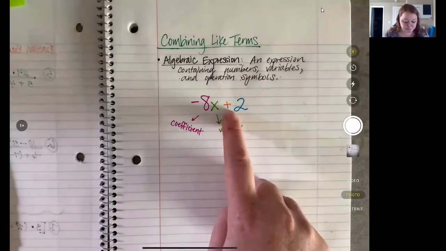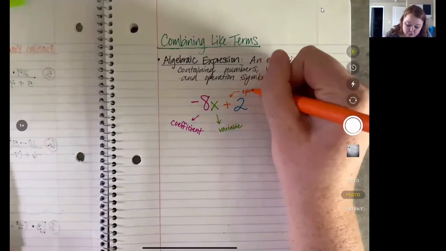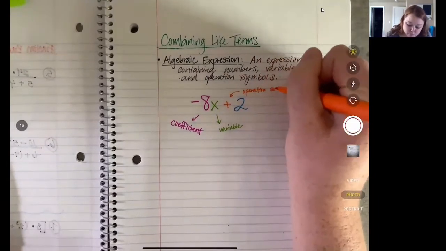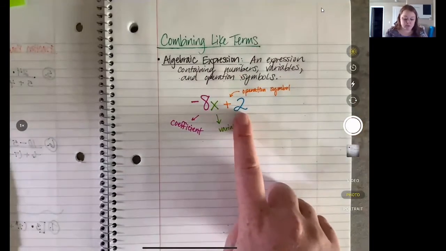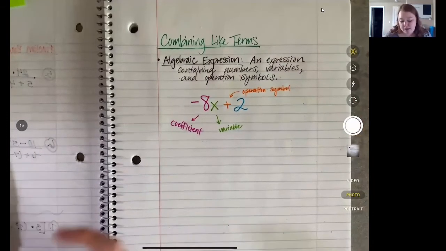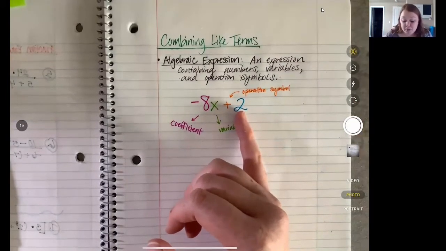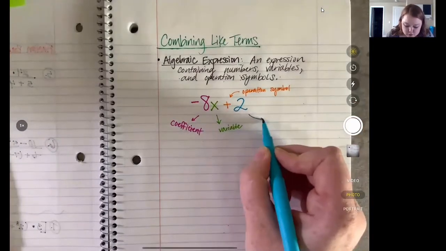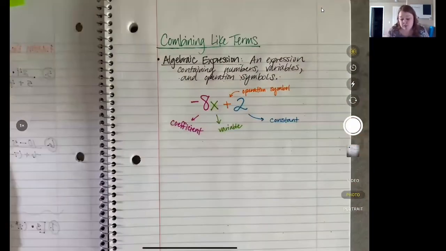Okay, now this orange plus sign, it has a name too. That is your operation symbol. So the operation that's happening in this expression is addition. All right. And then lastly, we got this 2. Now you're like, there's no fancy name for that, Meineke. That's just a 2. Well, if you have a term like this where it's just a number and there's no variable attached, there is a name for that. It's called a constant. It's not multiplying by a variable. It's just constantly plus 2. That's it. Okay, it's just a 2 there.